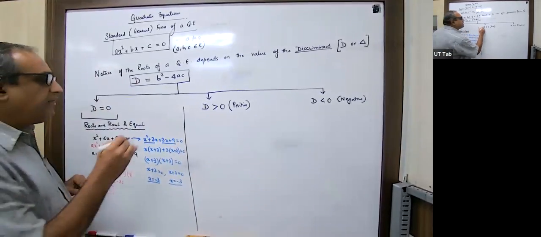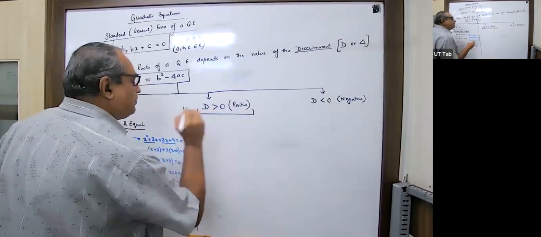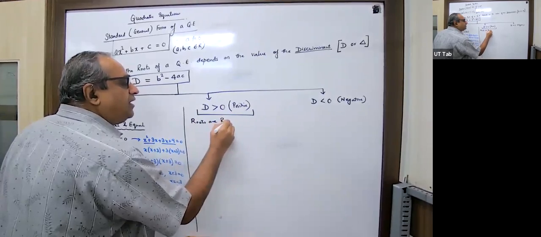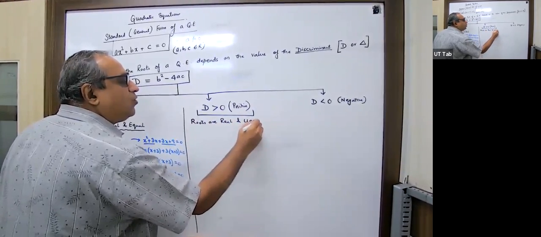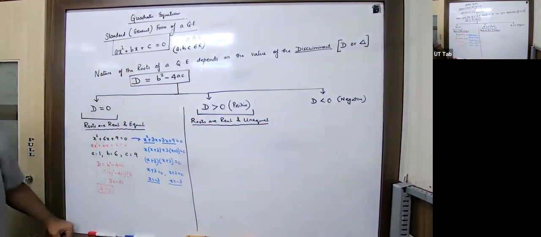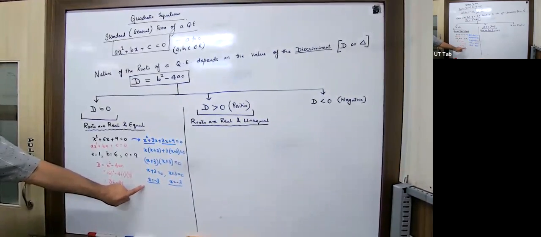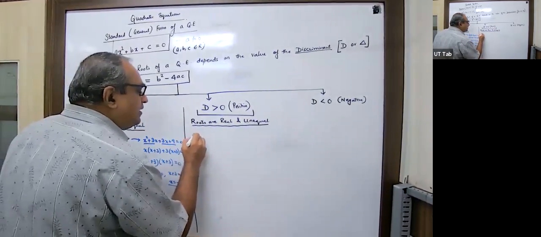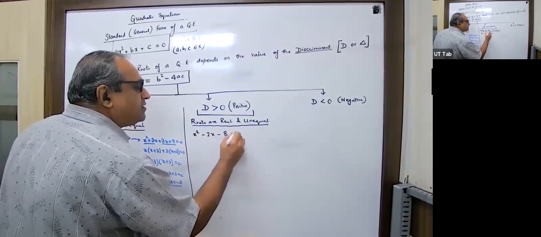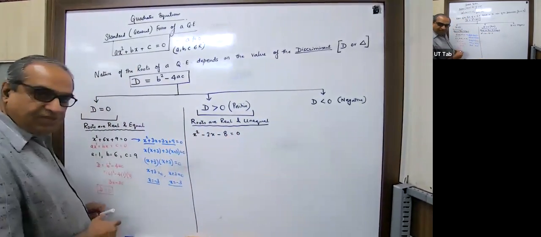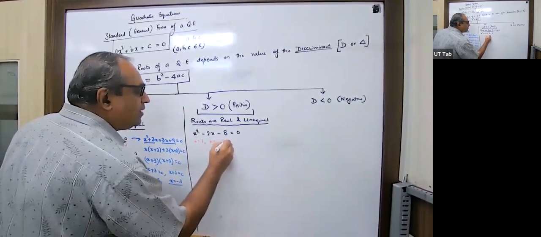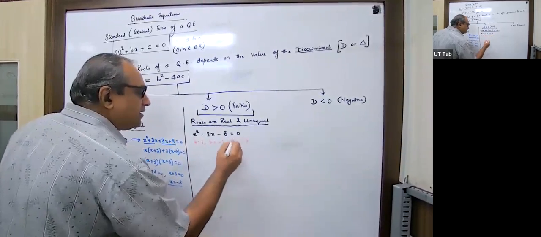When discriminant is greater than 0, okay, then the roots are real and unequal. Real है, लेकिन they are not equal. इस केस में दोनों equal. Let me take an example. x squared minus 2x minus 8 is equal to 0. ठीक है? What is my A? 1. What is my B? What is my C? Agreed?